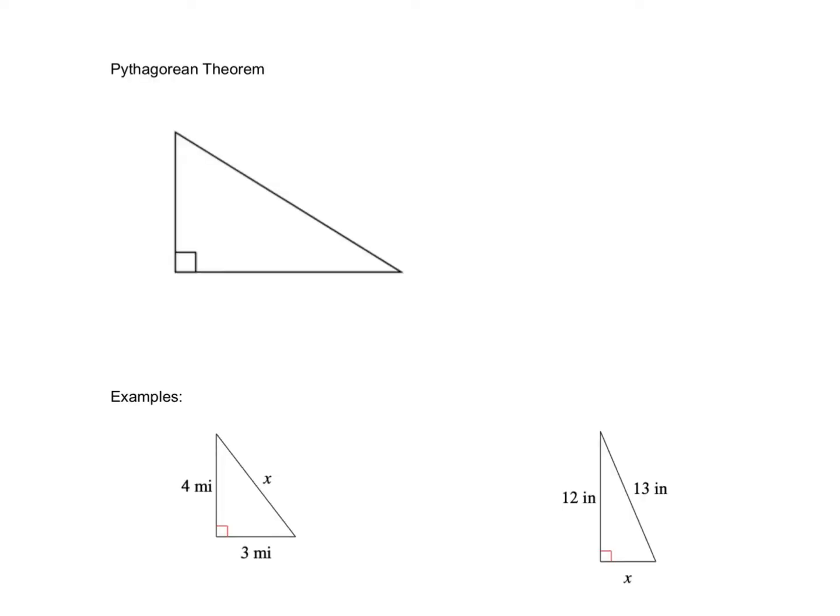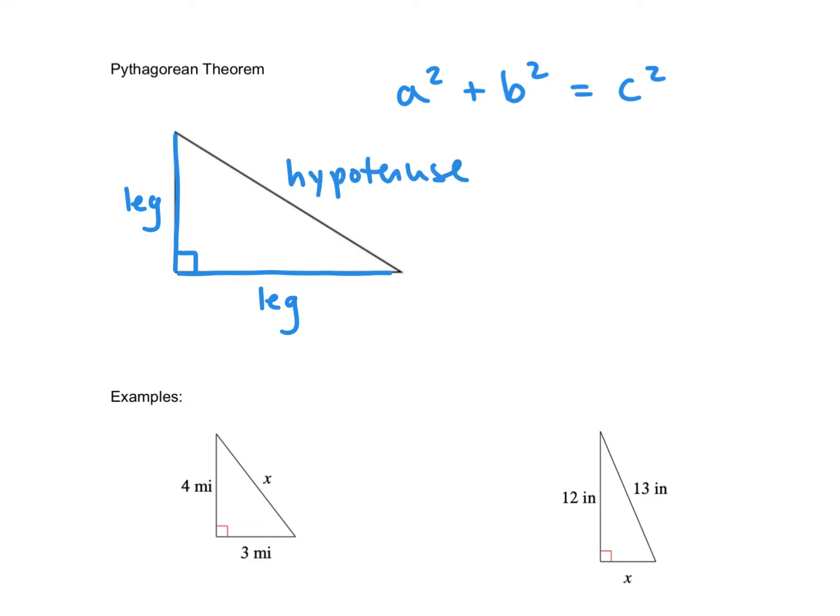So starting off with the Pythagorean theorem, it is for right triangles, finding missing side lengths. The Pythagorean theorem is a squared plus b squared equals c squared. And we use this just for right triangles. In a right triangle, there are two perpendicular sides. If you find that 90-degree angle, the two sides that form the 90-degree angle are called legs. So this is a leg, this is a leg. And the longest side is called the hypotenuse. The hypotenuse is opposite the 90-degree angle, and it's always the longest side.